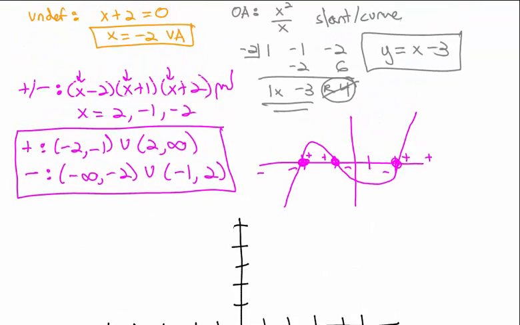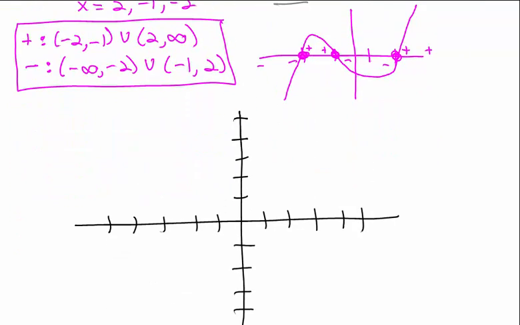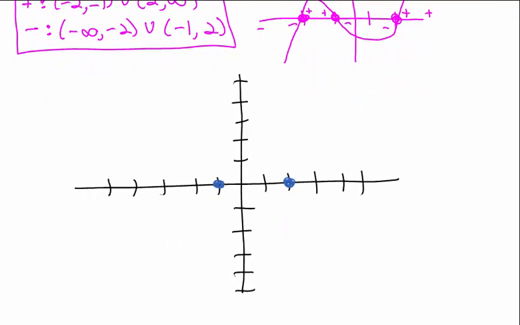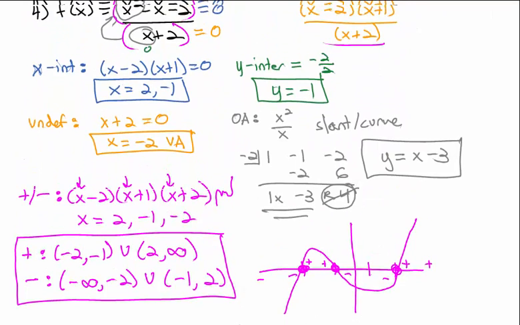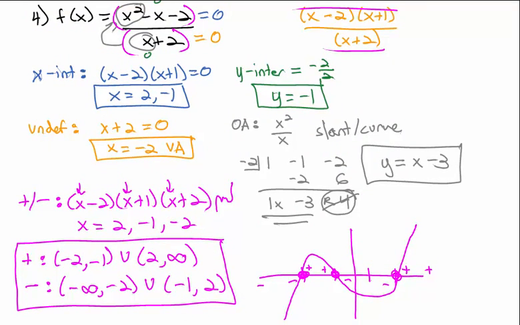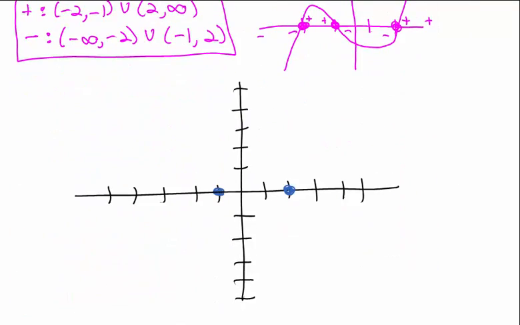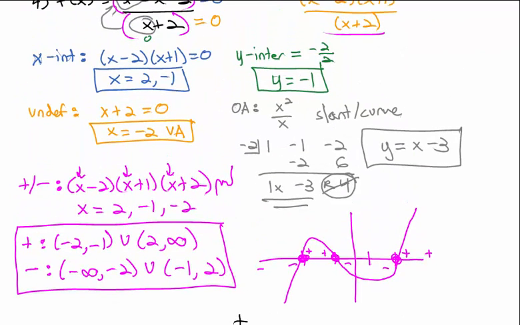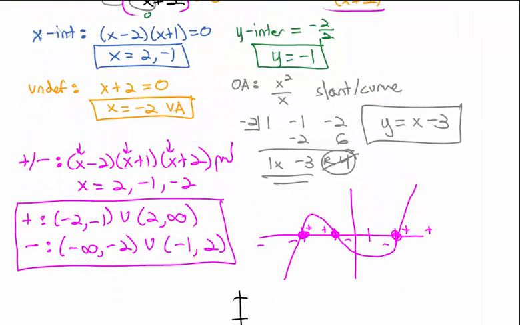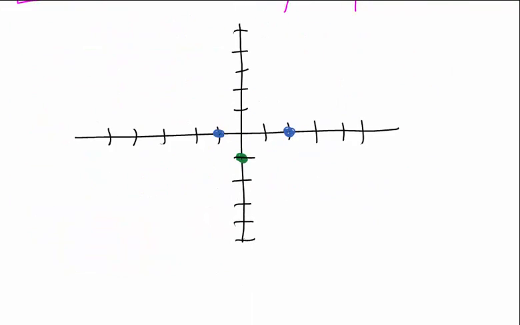Starting with the x-intercepts, which we said are at 2 and negative 1. The y-intercept's at negative 1. Undefined, we have a vertical asymptote at x equals negative 2.